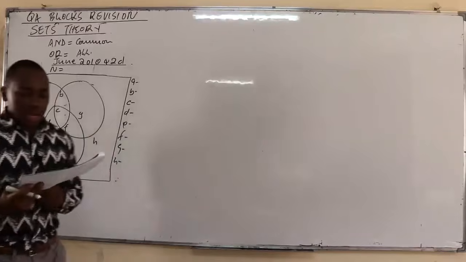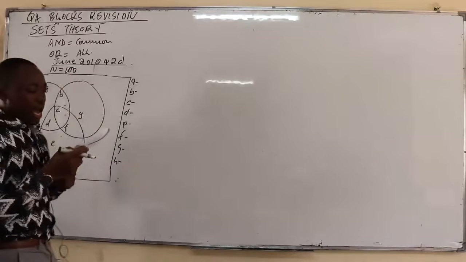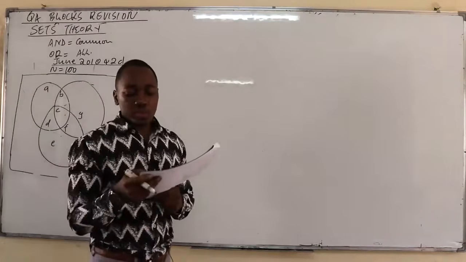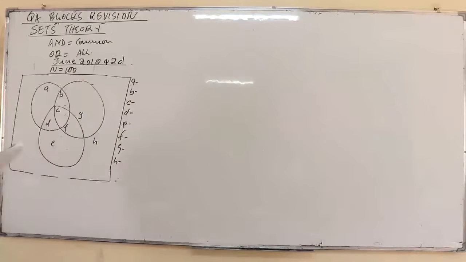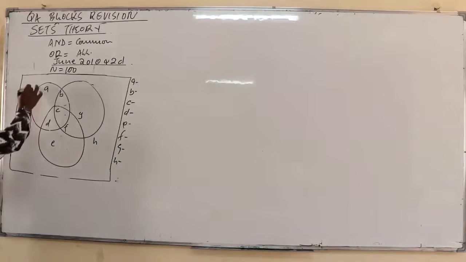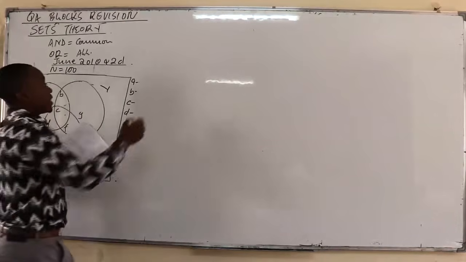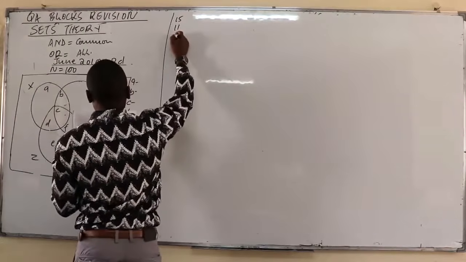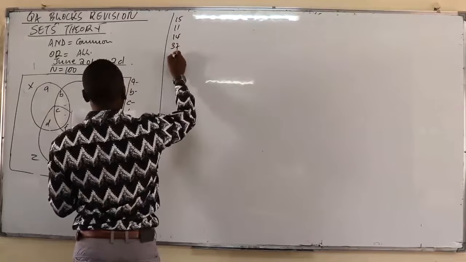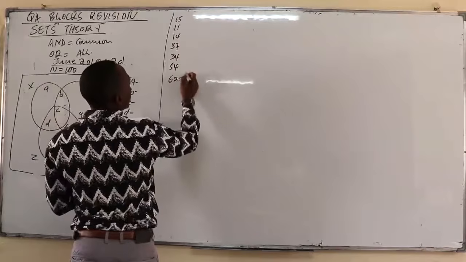So you're told that a sample of 900 voters reveal the following information concerning their preference for candidates X, Y, and Z, who are vying for the party chairman, secretary, and treasurer position respectively. So you have candidates X, Y, Z. Then you are given that information. So we have 15, 11, 14, 37, 34, 54, 62.